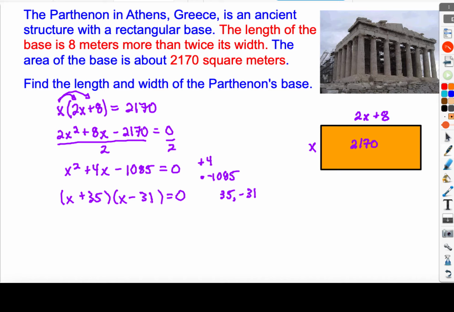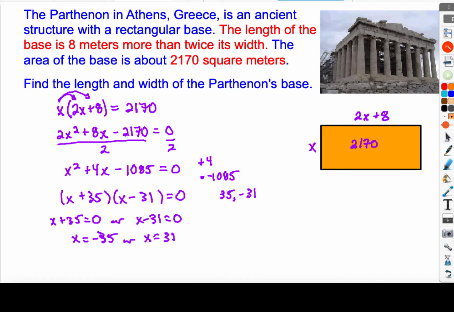However, now that it's multiplied and equal to 0, we can say that x plus 35 could equal 0, or x minus 31 could equal 0. Two things multiplied equal to 0, one of them has to equal 0. So x could be either negative 35, if I subtract that from both sides, or if I add 31 to both sides of my other equation, x could equal 31.